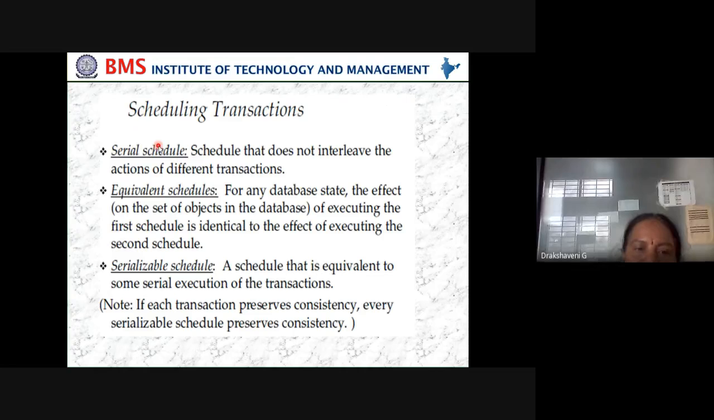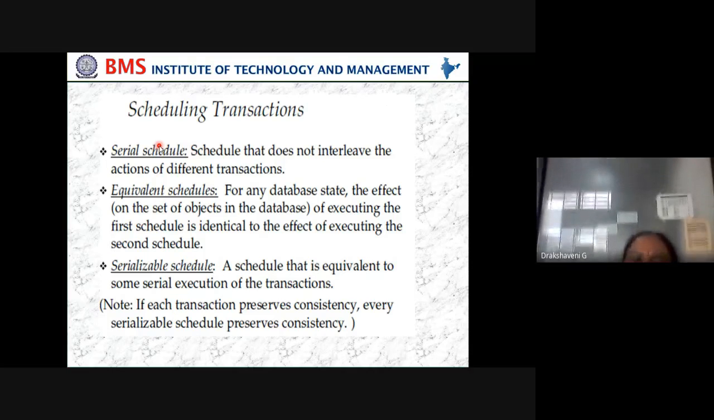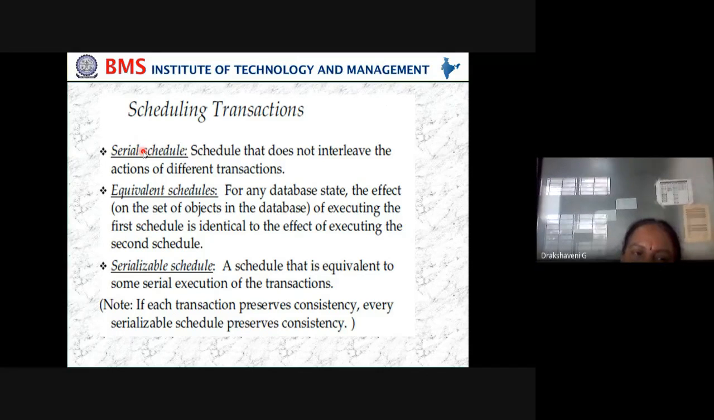Serial means one after the other, like your FM radio. Whatever they give, the time slots: now this event, after that the next event, the next event. Like that, one after the other, we have to see. That is what a serial is.